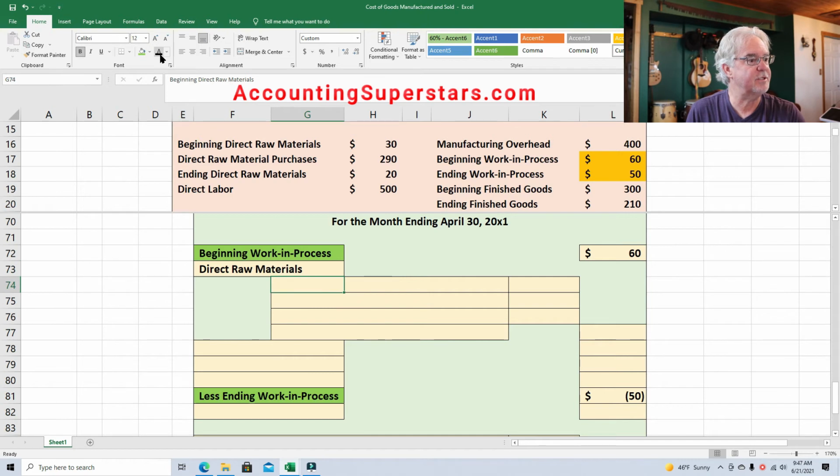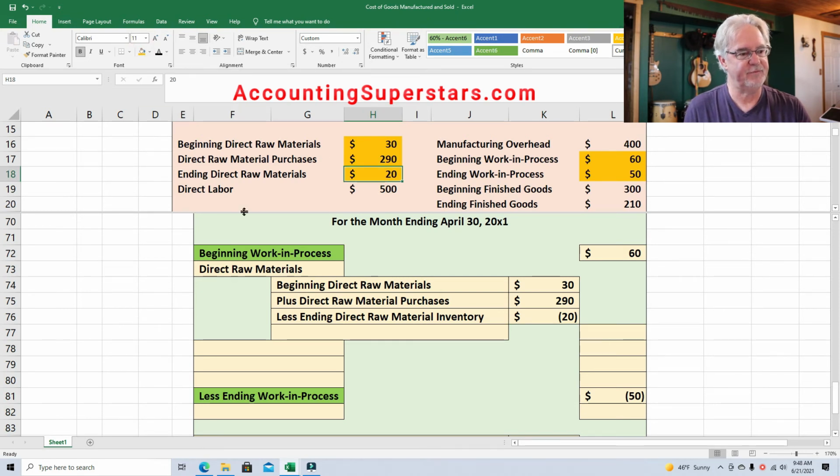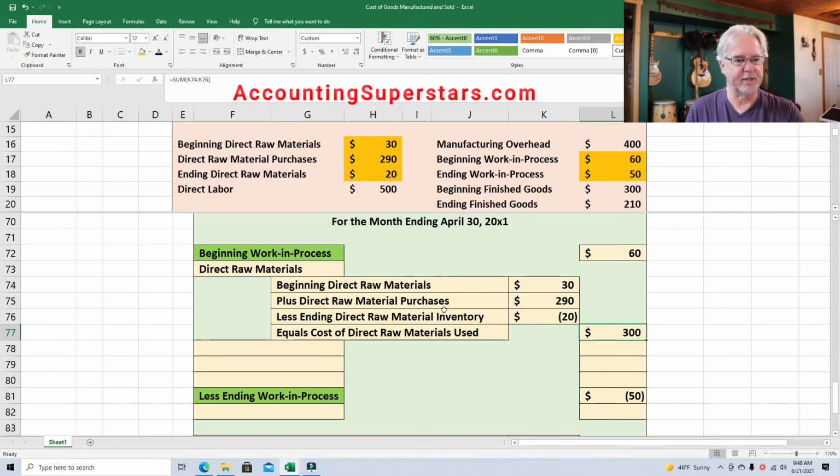Alrighty, so here's how it starts. Beginning direct raw materials is 30. Where'd that number come from? It came from right there, and let me highlight it. There we go. And then we're going to add raw material purchases. Comes from right there. There we go. And we're going to subtract out ending direct raw material inventory, and it's $20, and it comes from here. So this is really what we did before, just looks different. Okay, and this equals cost of raw materials used. So let's put that number right here, 300. How do we get 300? Well, 30 plus 290 minus 20 is 300.